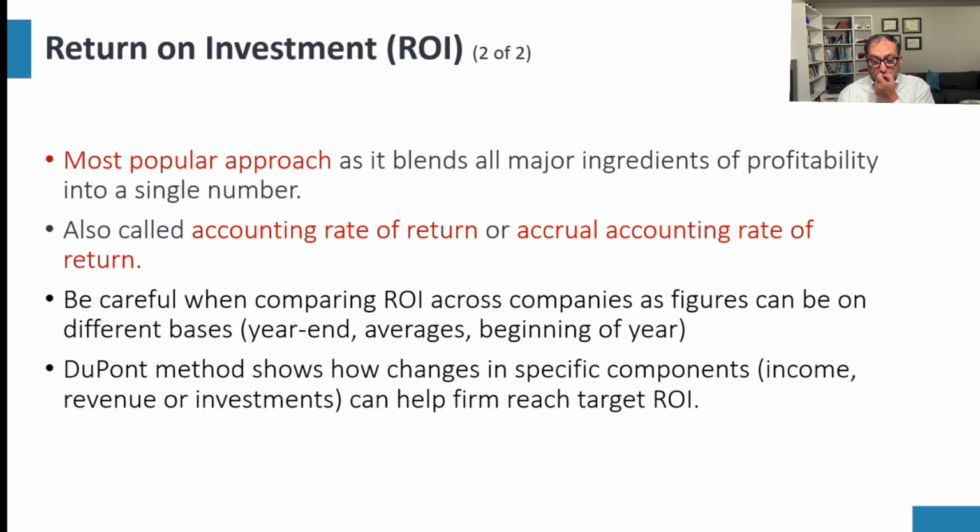So it can be different because there is no standard way. For example, a subunit working in Europe, a subunit working in Asia, a subunit working in America. There is no common way that we can say they are all calculating the ROI the same way. So it's a year end or an average or a beginning year. So if the ratios are based on this way. The DuPont method shows how a change in a specific component, income, revenue, or investment can help a firm reach its target ROI.